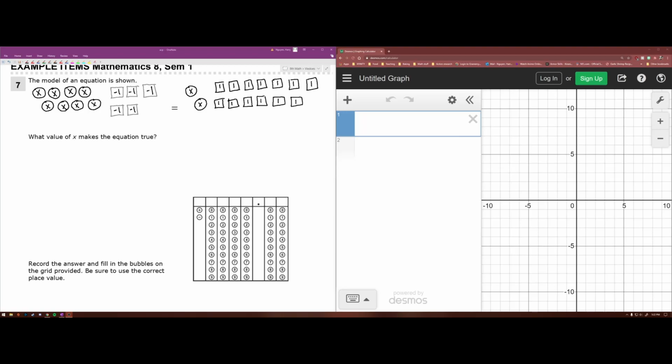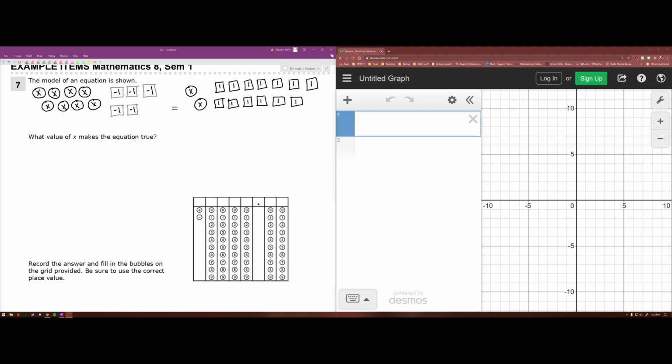All right, let's get started with question number 7. The model of an equation is shown. What value of x makes this equation true? And I look at this, I see I have pictures of x's and negative ones with an equal sign in the middle and x's and positive ones on the other side.